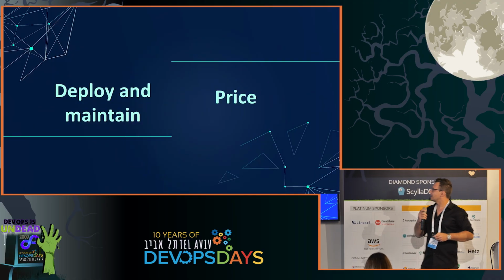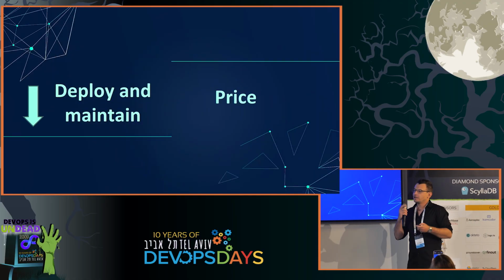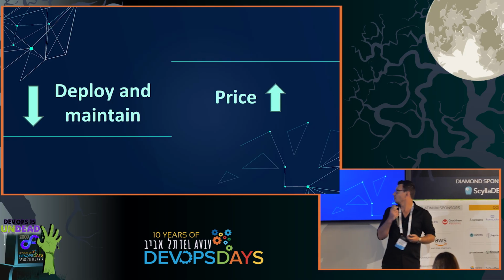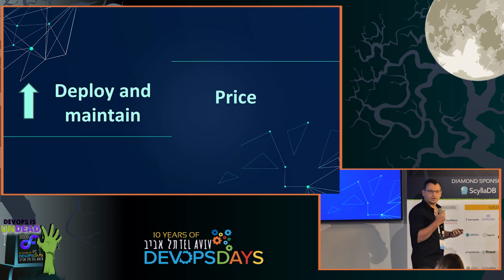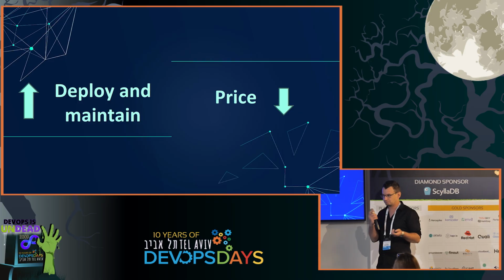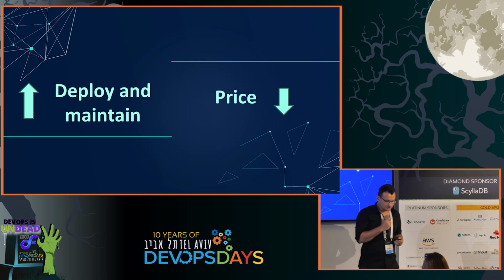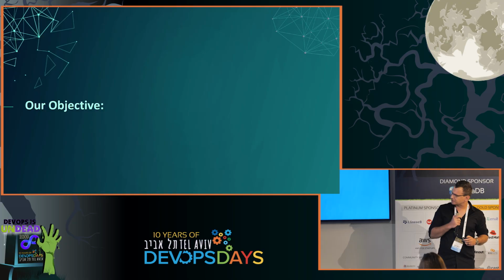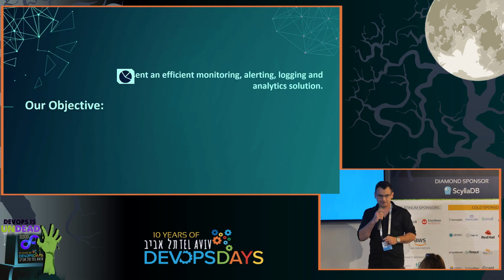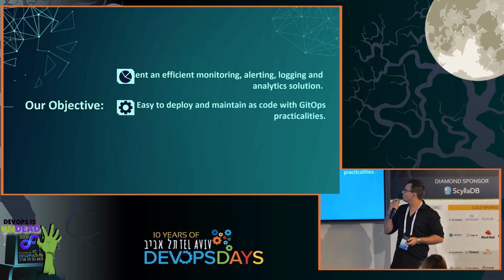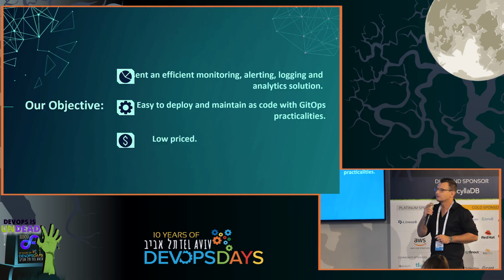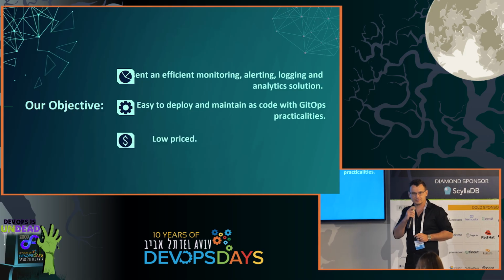Now, what are our options as professionals? We can be lazy: we deploy less, maintain it less, but usually we pay a higher cost. Or we deploy everything ourselves, maintain everything ourselves, and of course the price will go down. We can take a third-party vendor or something like this. So, what is our objective for today's talk? We will present an efficient monitoring, alerting, logging, and analytics solution that will be easy to deploy and maintain as code with GitOps principles. And we try to make it as low price as we can.